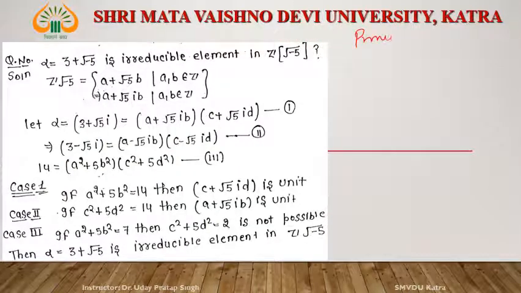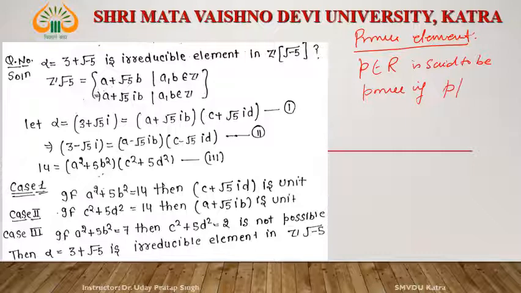Prime element. An element P belongs to R is said to be prime if P divides AB implies that P divides A or P divides B, and of course P does not equal 0 and P is not a unit. So this P is known as a prime element.